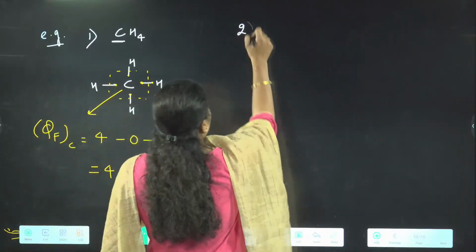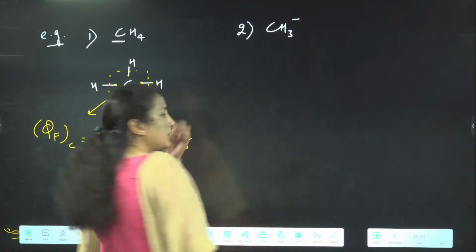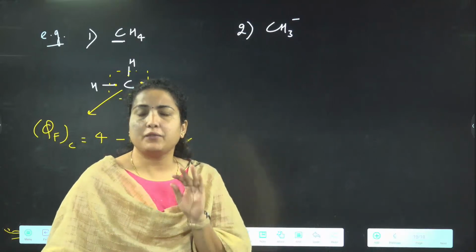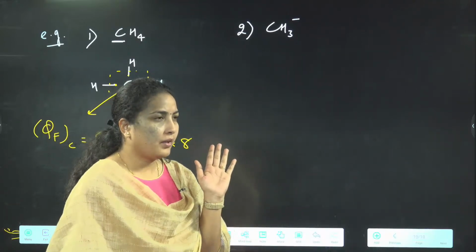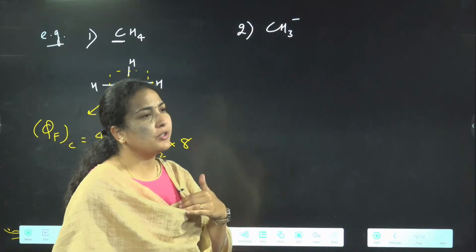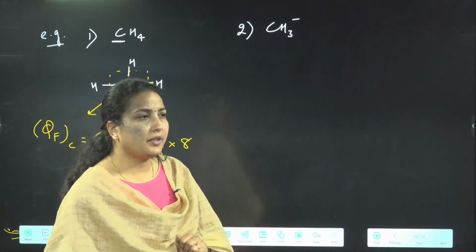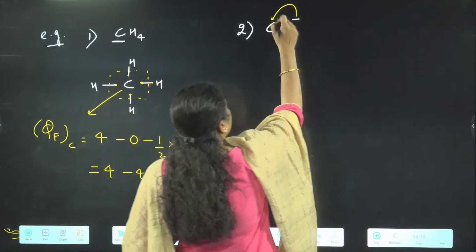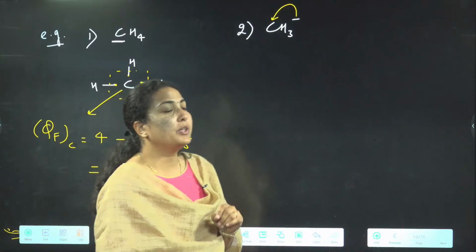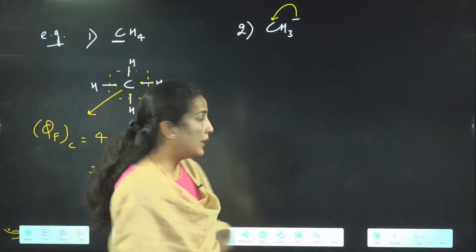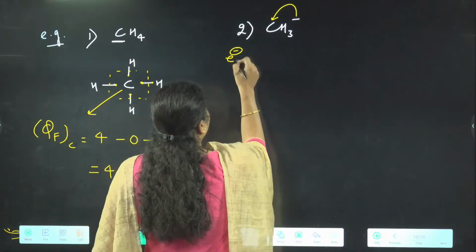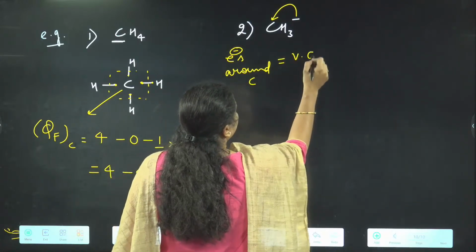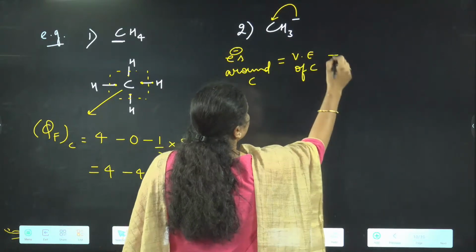Now let us say I'm having another species like CH3 minus. Whenever there is a negatively charged species, first you identify whether oxygen is there or not. Because if oxygen is there, I need to give that negative charge to the oxygen. If oxygen is not there, this negative charge is being counted with carbon electrons only. So basically, electrons around carbon is equal to valence electrons of carbon plus the charge which is there.